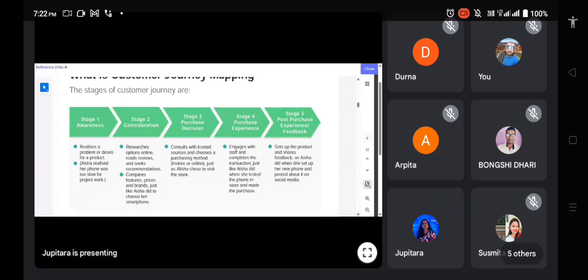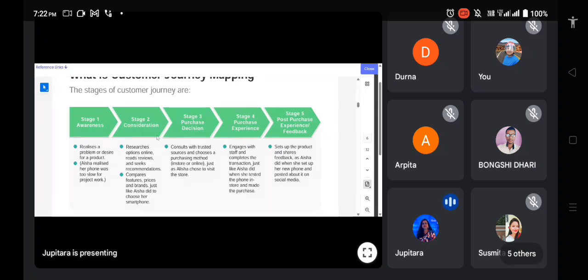Any of this particular sector: retail, IT, education, automotive, tourism, hospitality, healthcare. Any of the item you take and you make your own customer journey.